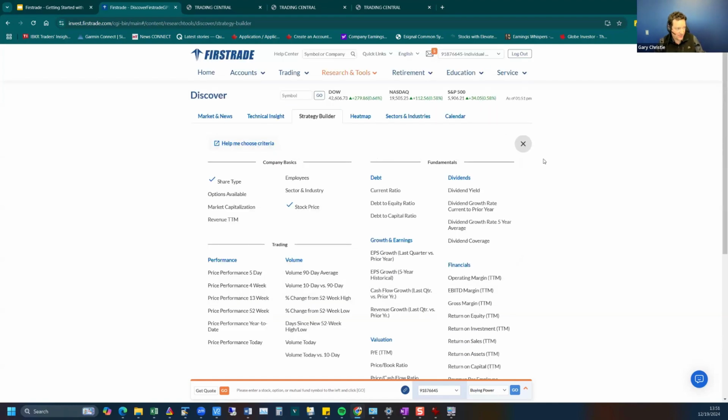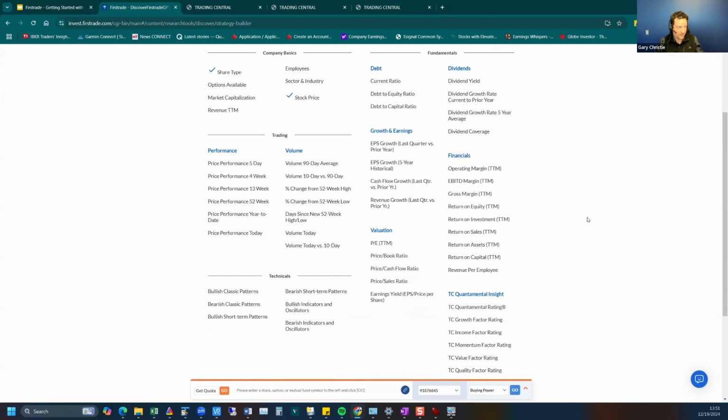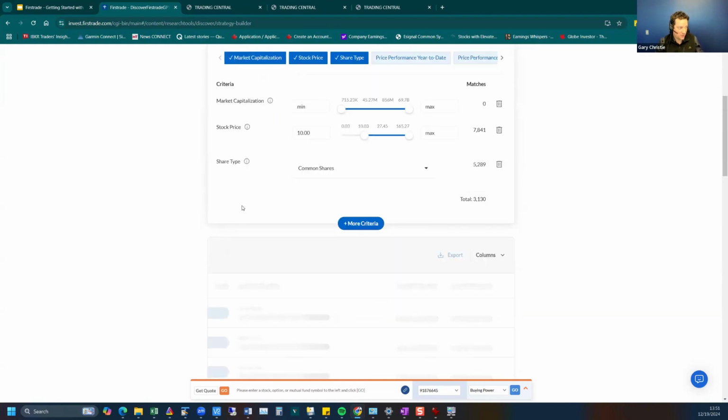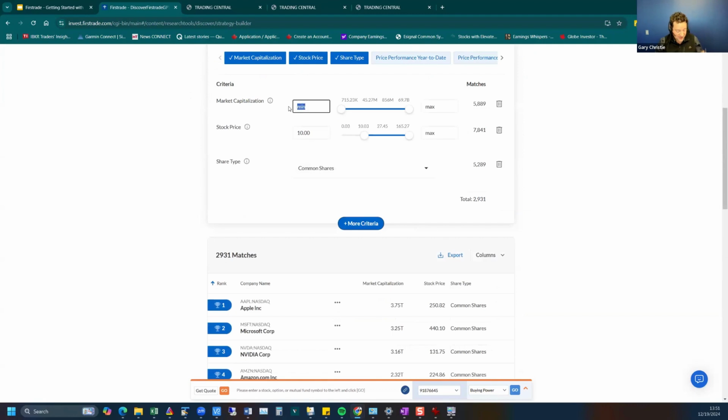But let's add some more criteria. By hitting more, here's all the criteria. I can select market cap, which I will. And let's just say here, I'll keep it something small. Maybe I'll keep it to small caps, 500 million. And I'll keep it to 5 billion. These are stocks that aren't widely covered by an analyst, so maybe there's some opportunity here, right?